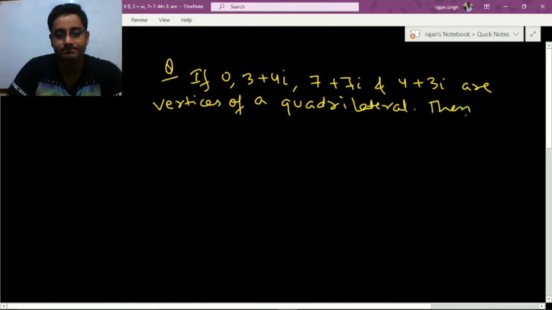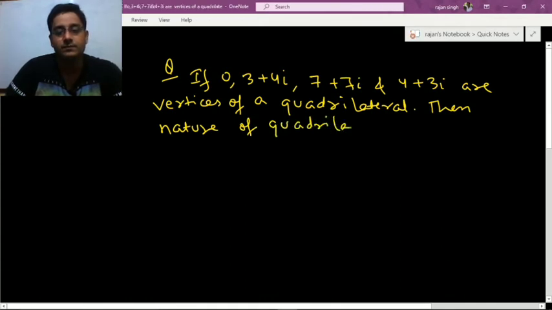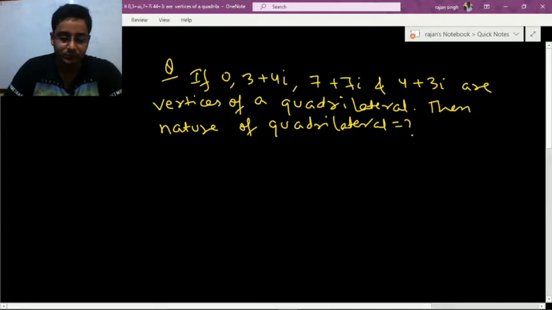then find the nature of the quadrilateral. Nature of the quadrilateral means which quadrilateral these vertices will form, like rhombus, square, rectangle, or parallelogram. It's very important. What is the method?